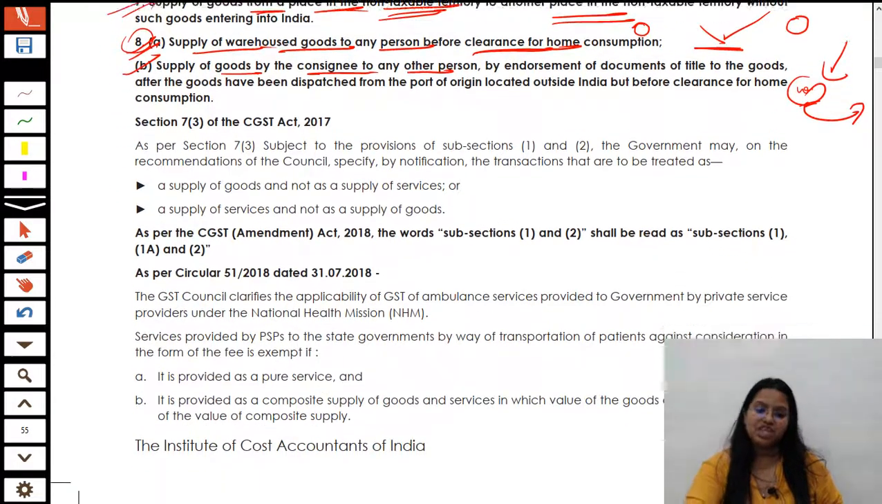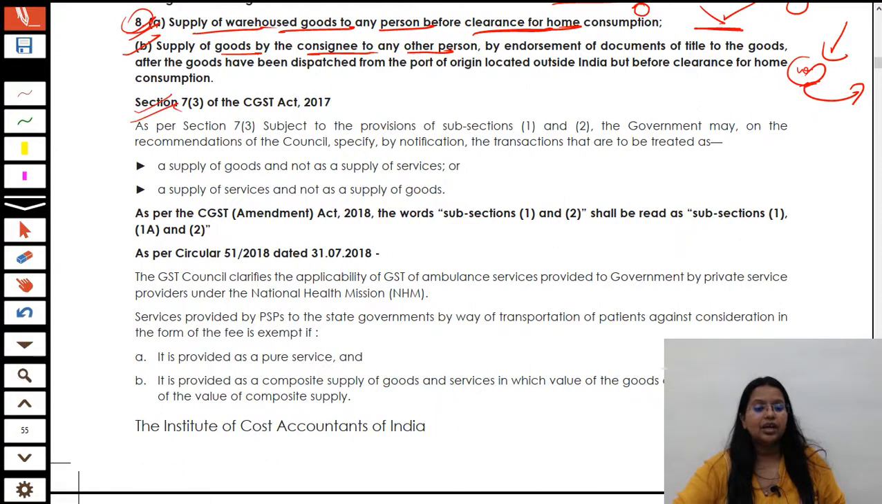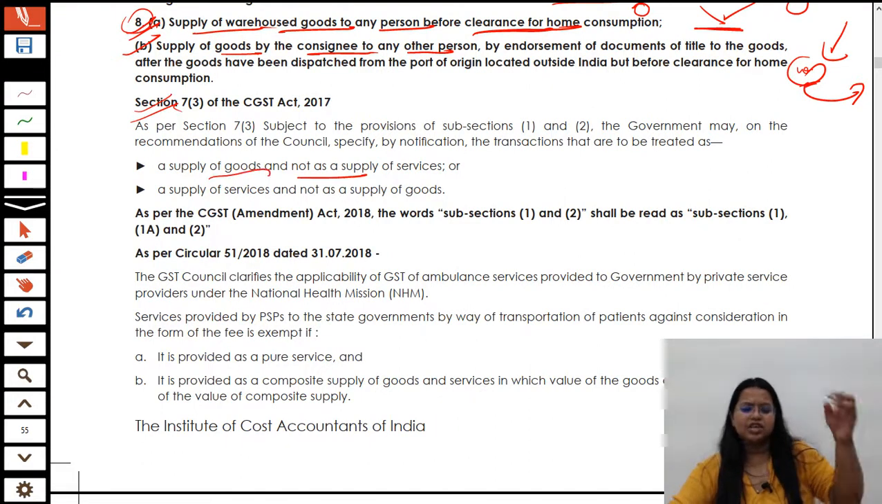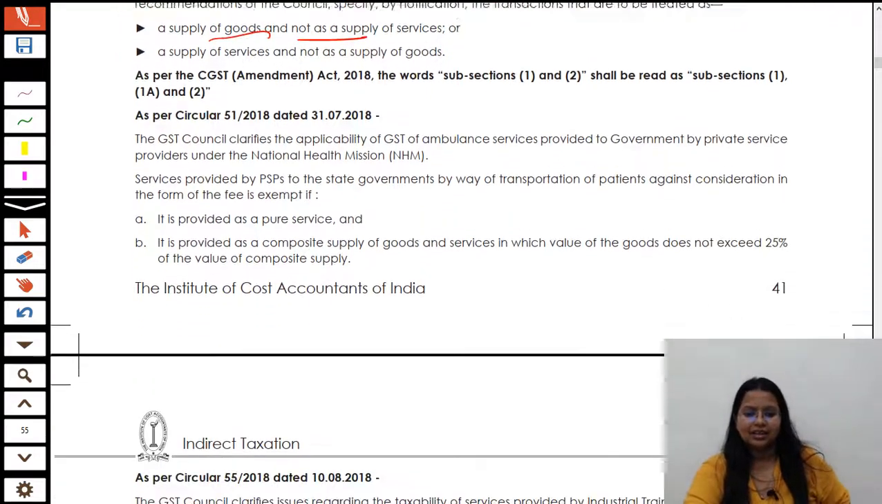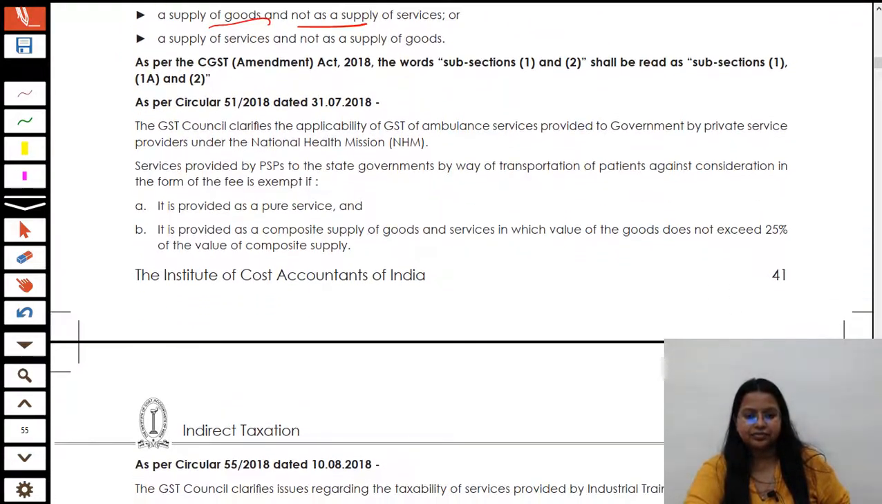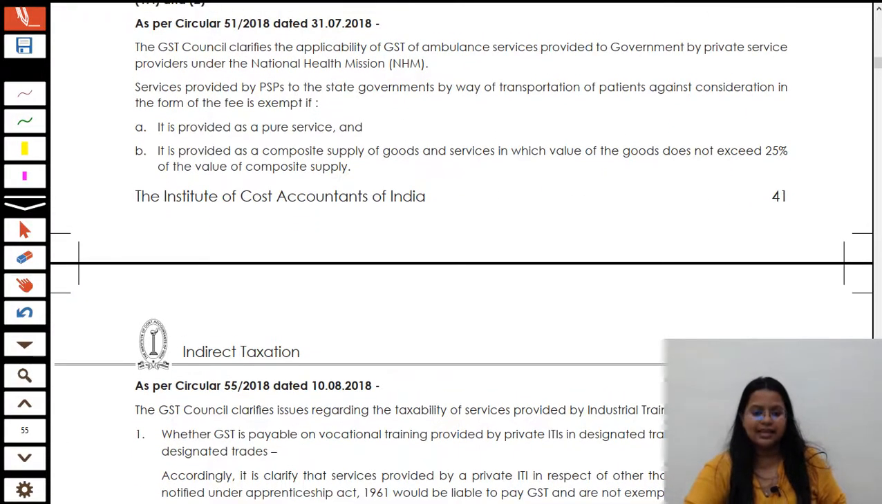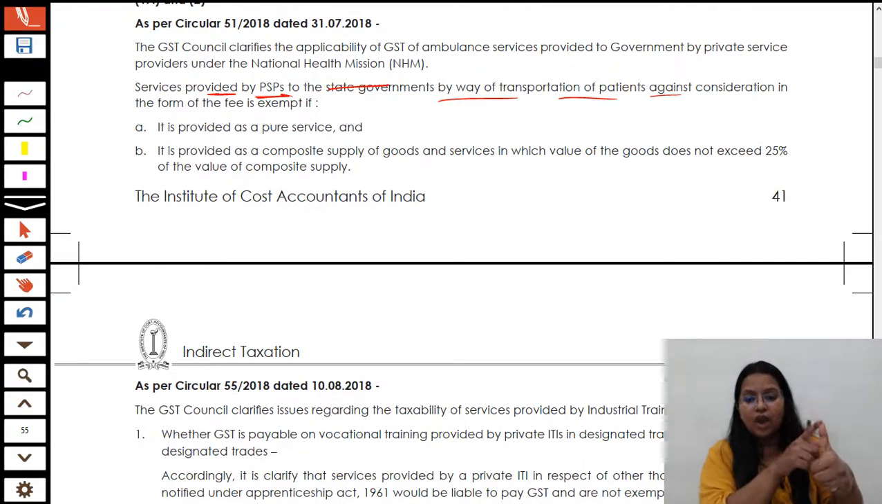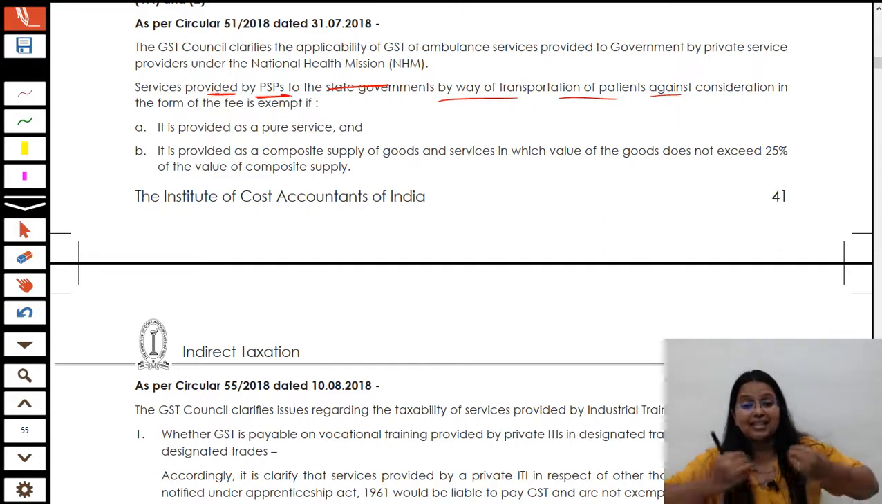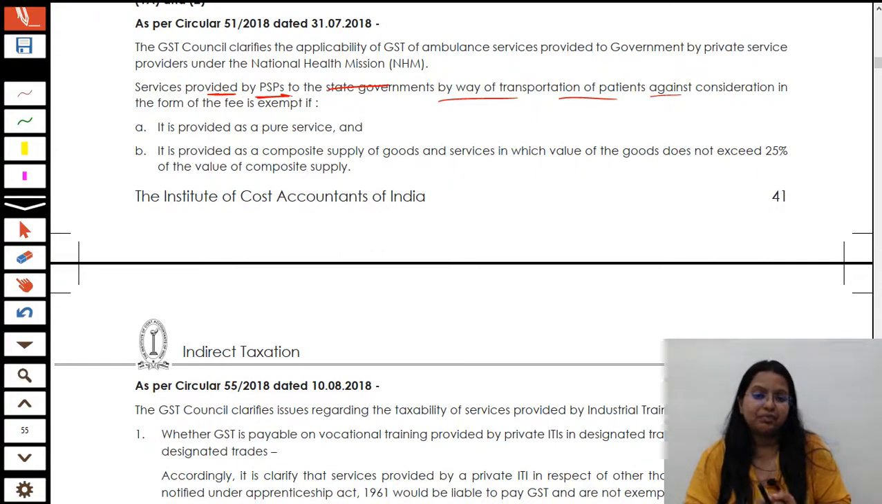Next is section 7, subsection 3. I have already told you it constitutes supply of goods which is not a supply of service, or supply of service not a supply of goods. Not very much important now. Next they said that services provided by the PSPs to the state government by way of transportation of payments against consideration in the form of a fee is exempt. But ma'am, why will this exemption take place? First of all, it must be a pure service, and second, it must be provided as a composite supply. It means that the purpose is not only to provide the transportation to that person.